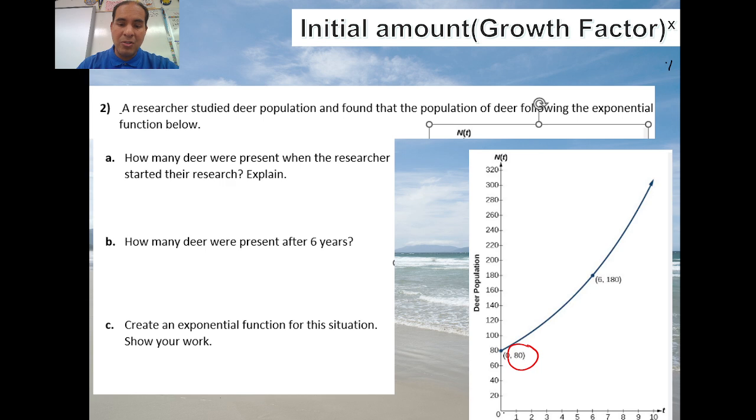Easy enough. At the beginning of the research, we're at year 0. We look up to the top and we see the 80 right there is the number of deer. So we start with 80 deer.